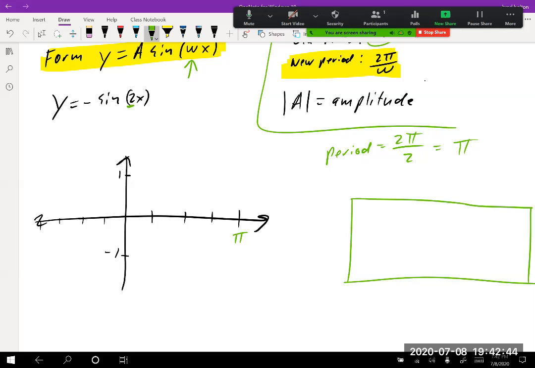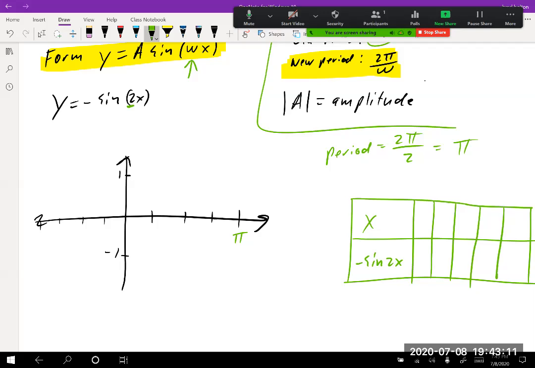And this is going to be my x, and this is going to be my negative sine of 2x. And then I'm just going to plug in my values. Let's go 1, 2, 3, 4.